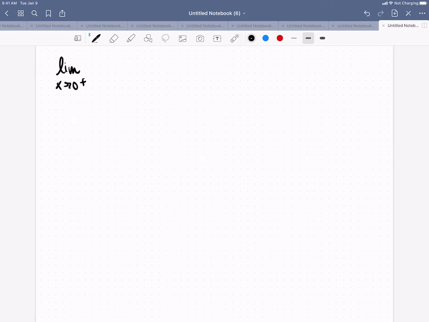Let's take the limit as x goes to 0 from above of (1 plus sine of 4x) to the cotangent of x. The base here is going to 1 plus 0, because sine of 4x is going to 0 as x goes to 0. And so 1 plus sine 4x is going to 1 plus 0, which is 1.